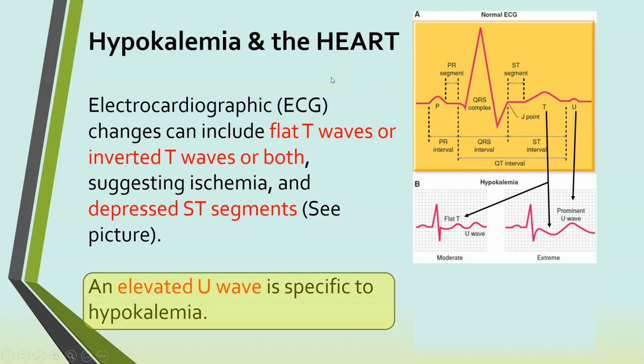So when we talk about hypokalemia in the heart, when we look at an ECG or EKG, changes will include a flat T wave or inverted T wave or both, suggesting ischemia, and depressed ST segments. Also, an elevated U wave is specific to hypokalemia. So for testing purposes, make sure you know how potassium affects the heart in terms of EKG readings.